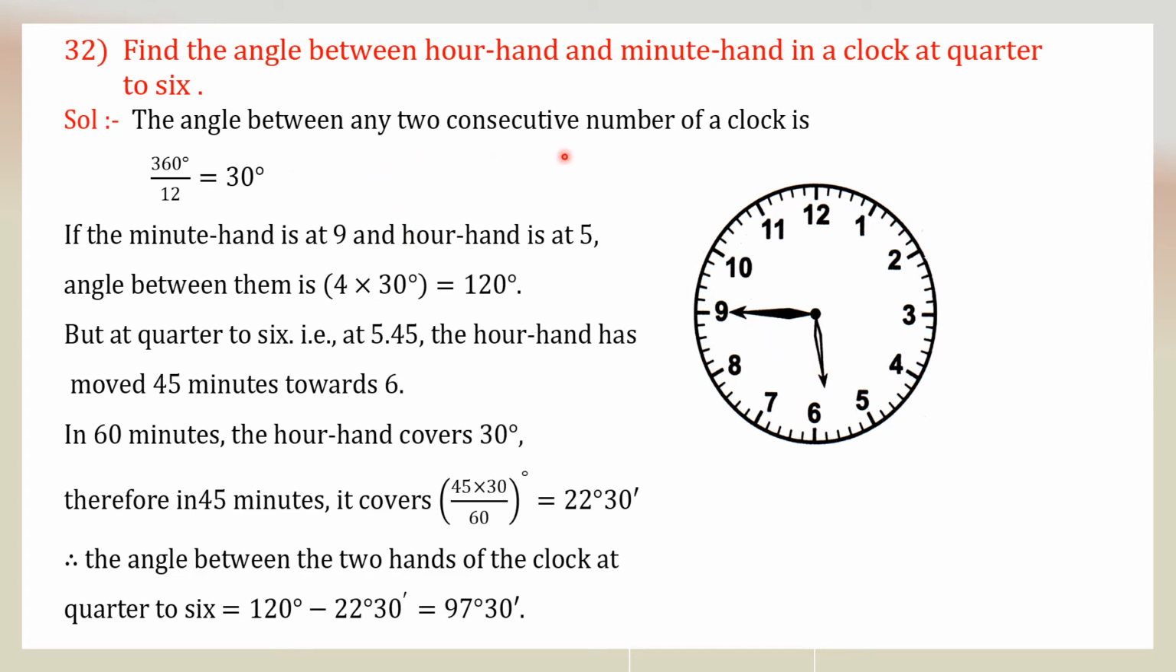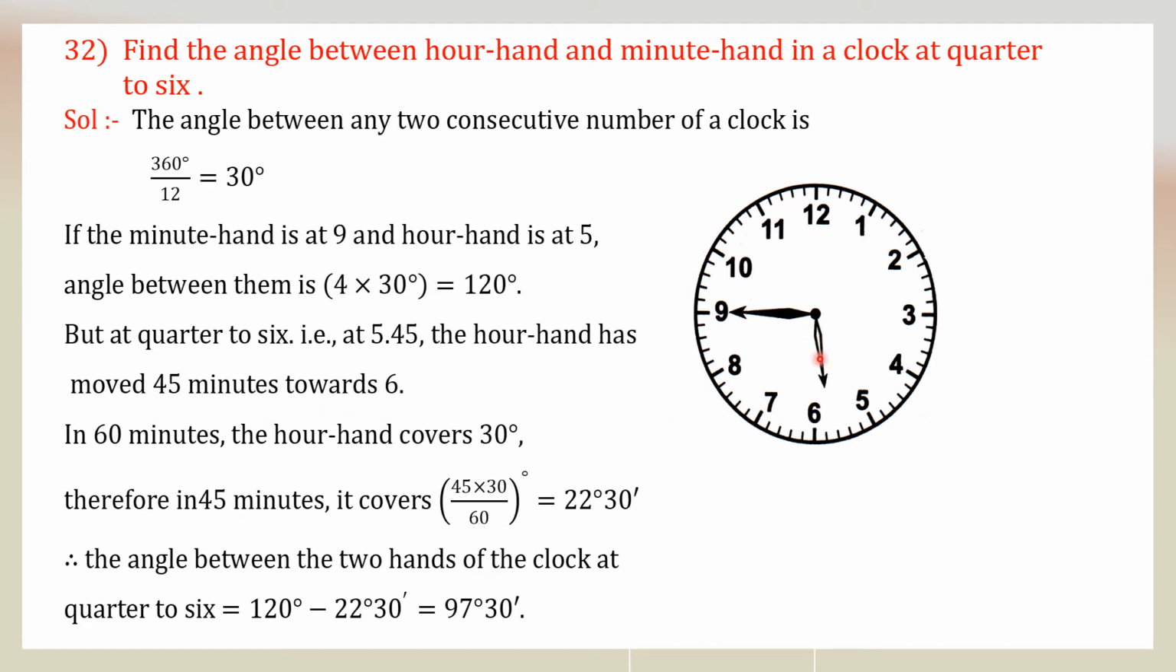The angle between any two consecutive numbers of a clock is 360 degrees divided by 12, equal to 30 degrees. If the minute hand is at 9 and the hour hand is at 5, then the angle between 5 and 9 is 30 plus 30 is 60, plus 30 is 90, plus 30 is 120. That is 4 into 30 degrees, 120 degrees. But at quarter to 6, meaning 5 hours and 45 minutes, the hour hand has moved 45 minutes towards 6.